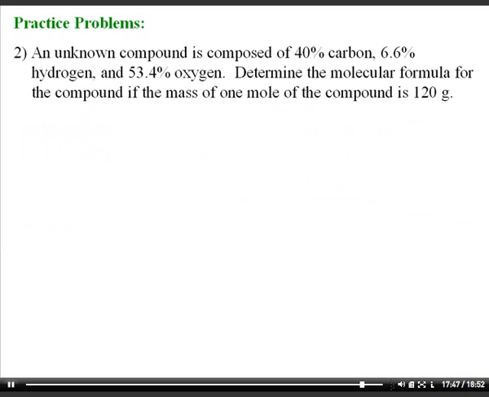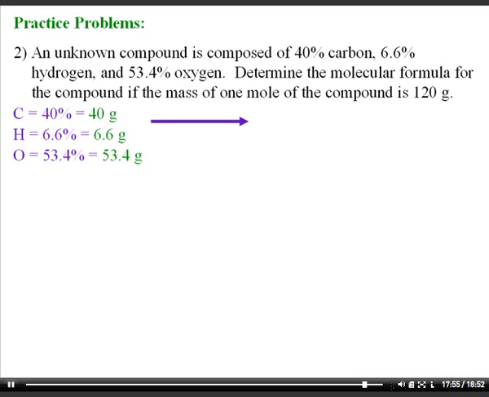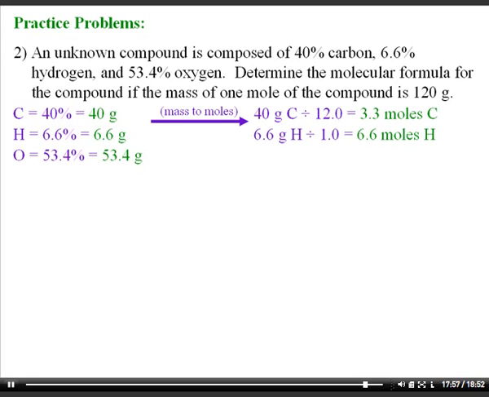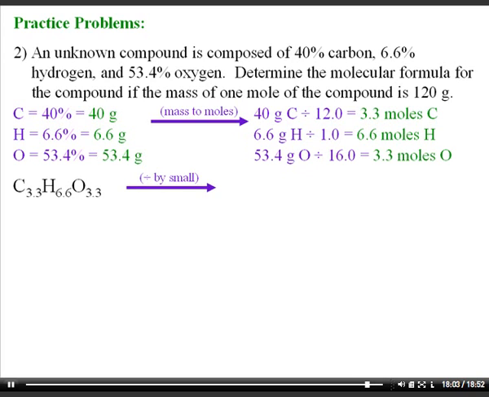Now we have a final practice problem doing the same thing as before. We have 40% carbon, 6.6% hydrogen, and 53.4% oxygen. We do percent to mass. We change mass to moles by dividing by their weights on the chart. And then you get your simple decimal ratio turned into a whole number ratio, which is 1 to 2 to 1. You're going to be dividing each of them by the smallest ratio, which was 3.3. So you get a 1 to 2 to 1 ratio. You could do that in your head. You really don't have to show your work on this one.